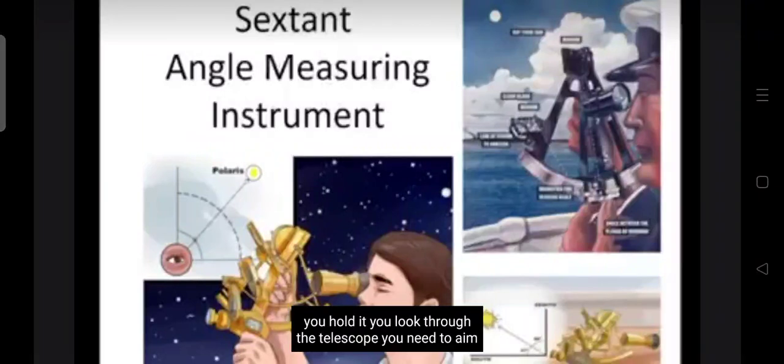See here, you hold it, you look through the telescope, you need to aim it at the horizon and work with the stars to get an angle. Next slide, please. So what's an angle?